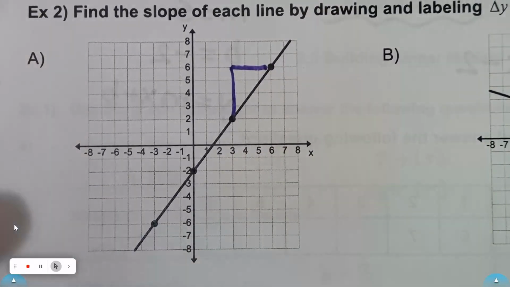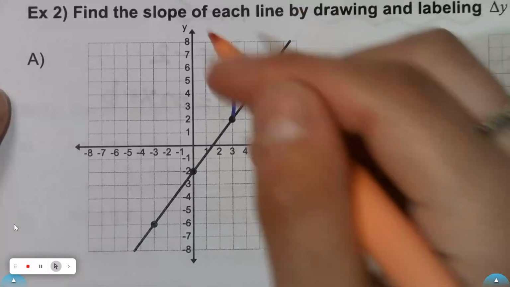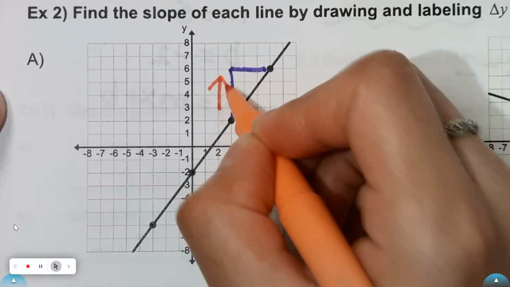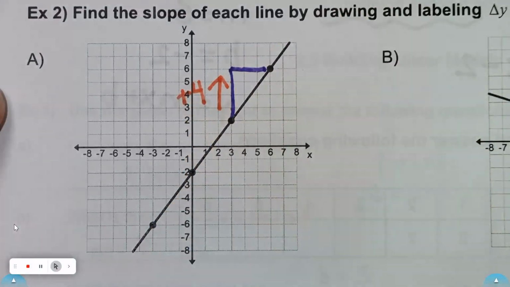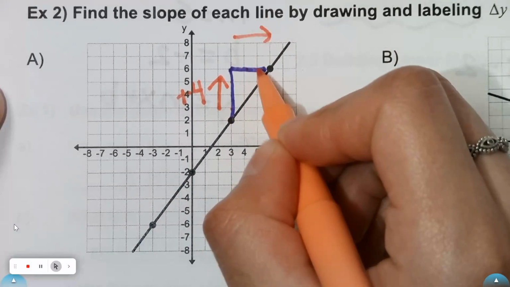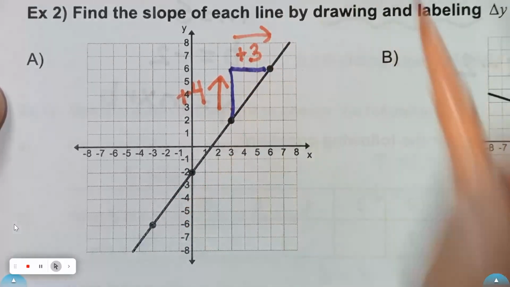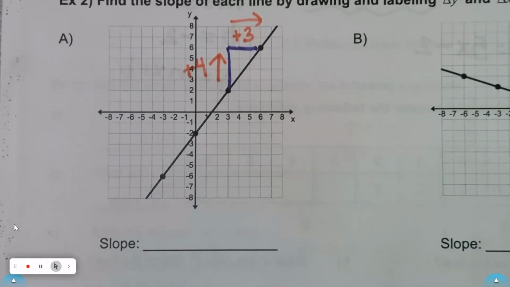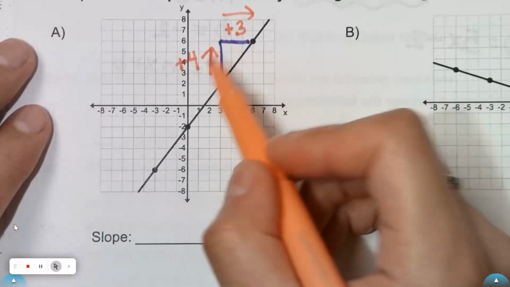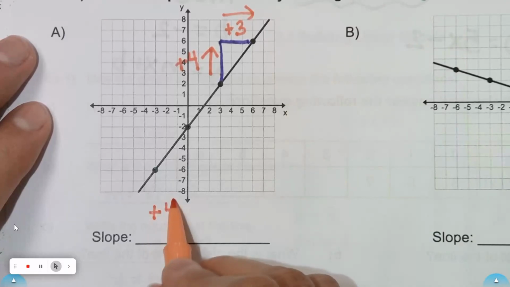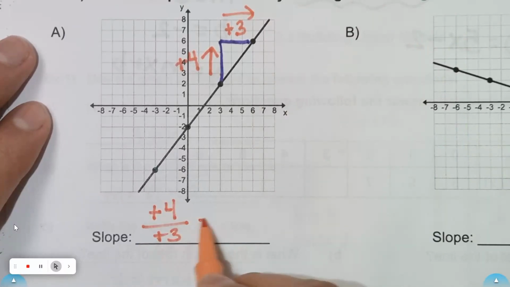Then I'm going to count how many up I go, and then how many to the right I go. So I go up 1, 2, 3, 4. So I go up 4 boxes. And I go to the right 1, 2, 3. I go to the right 3 boxes. Okay, so then when I'm writing my slope, remember it's your y over your x. So my y is plus 4. My x is plus 3.